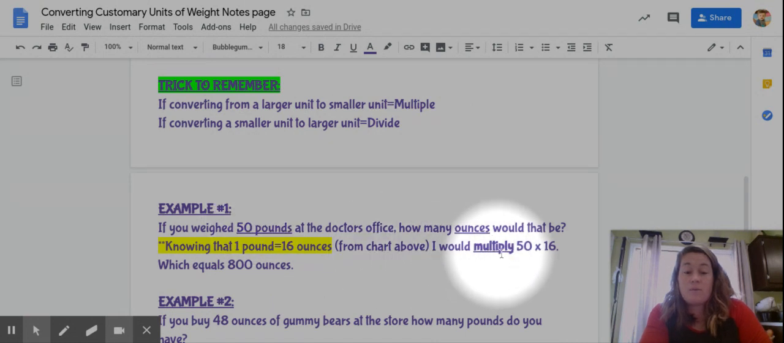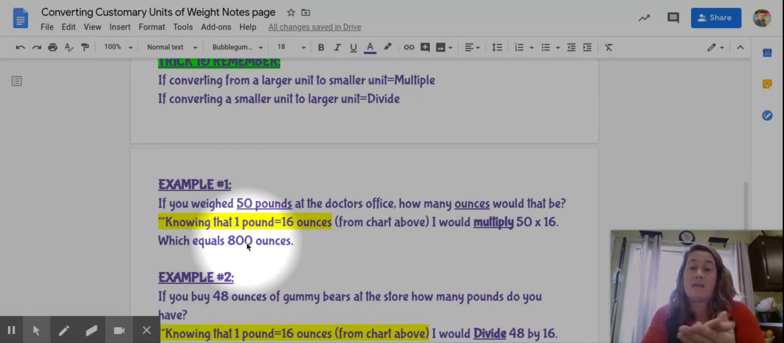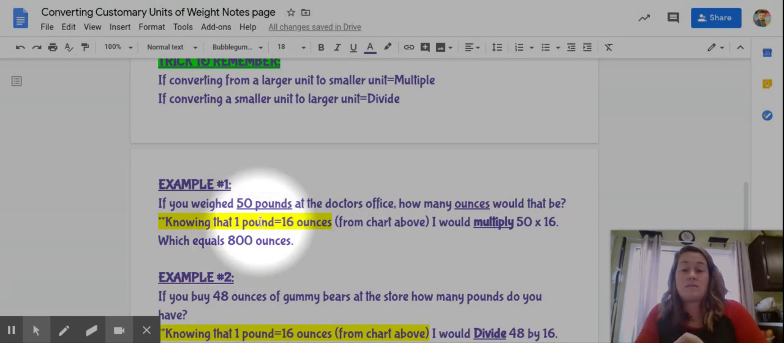So I would multiply 50, because that's how many pounds, times 16, because that's how many ounces are in 1 pound. And then our answer will be 800 ounces. So if you weigh 50 pounds, you also weigh 800 ounces. They're the same thing. That is another important fact to comprehend. Pounds and ounces can be equivalent. So 50 pounds is the same amount of weight as 800 ounces.